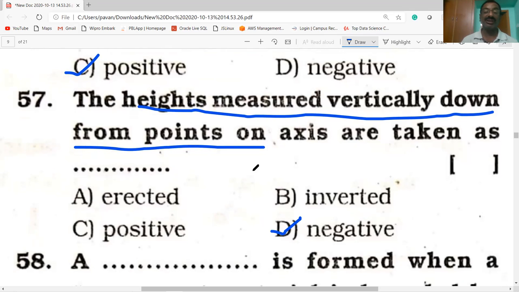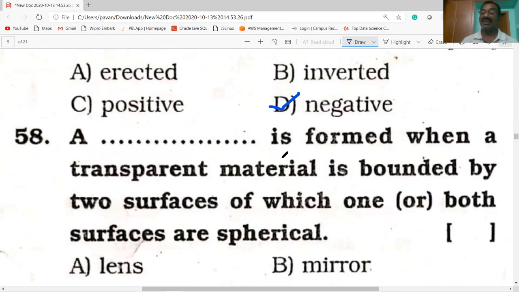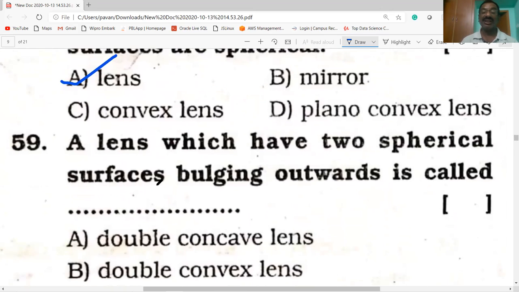Vertically downwards from the points on the axis is taken as negative. Next, a dash is formed when a transparent material is bounded by two surfaces of which one or both surfaces are spherical. It is the definition of the lens. So lens is a transparent material bounded by two surfaces of which one or both surfaces are spherical. Next question on the screen, the lens which have two spherical surfaces bulging outwards.